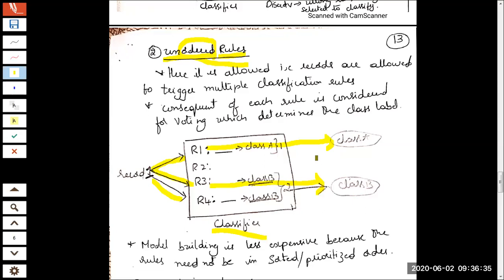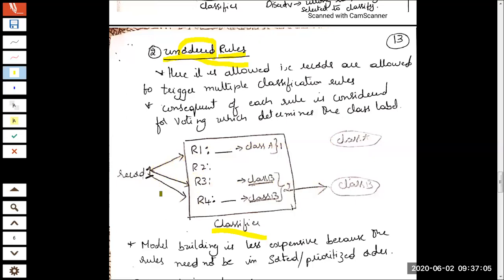So we have one more solution, that's what I told you. We will not compute the priority of a rule. We will not compute the rank of a rule. Instead, we will perform voting. That's it. What is voting here? Voting means we will check how many triggered rules will take this record to class A, and how many triggered rules will take this record to class B.